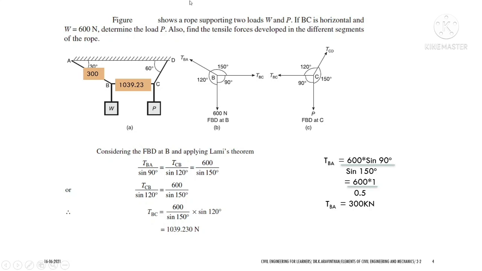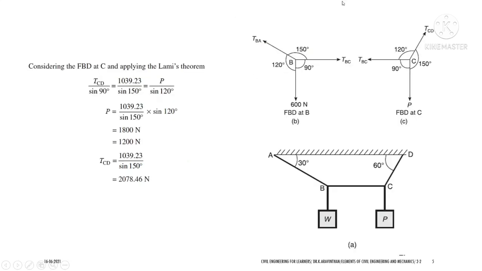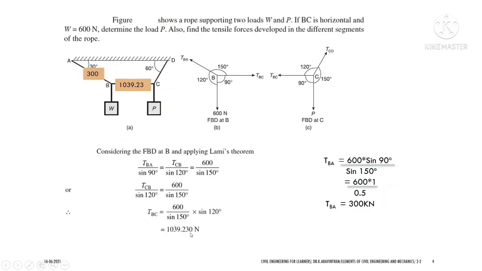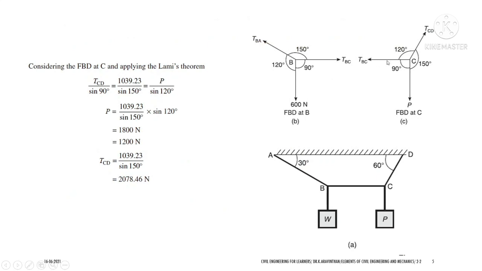After getting that, we will simply use Lami's theorem at the joint C. So P divided by sine 120, TCD divided by sine 90, and TBC. You already know the answer. The values you got for TBC and TCB will be equal, so you already have this value here, that is 1039.23. We will use this same value: 1039.23 divided by sine 150.